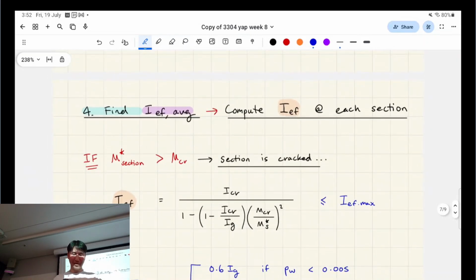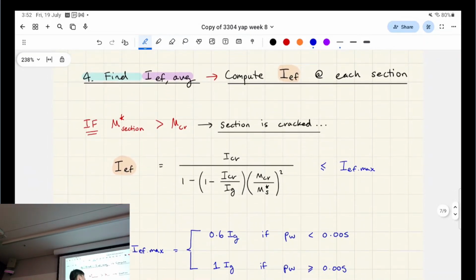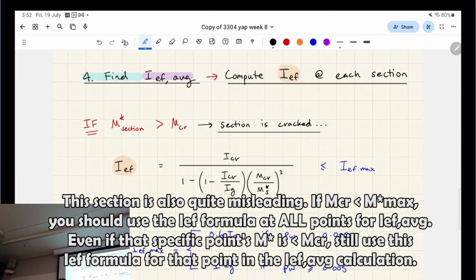Okay, here's your big mama formula basically, right? This is the big mama formula that we've been working towards, right? So, firstly, before you do any of these calculations, you should check if your moment at that particular section, the cross section you're analyzing, is cracked or not. So what determines if it's cracked? It's on the screen here. If M star section is greater than M cracked. Very good.